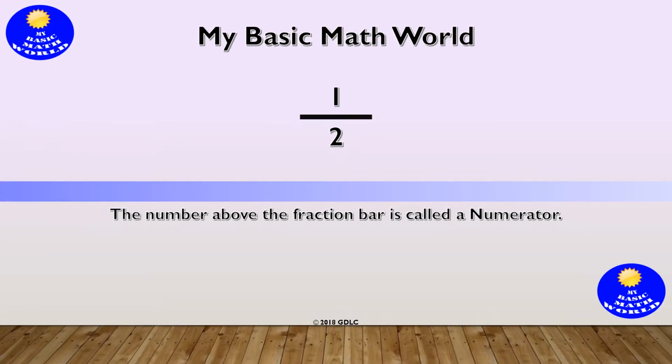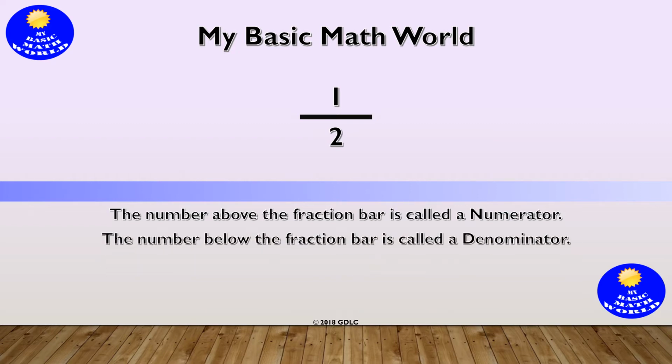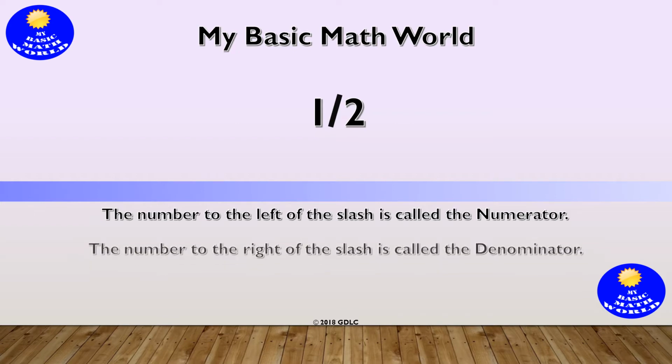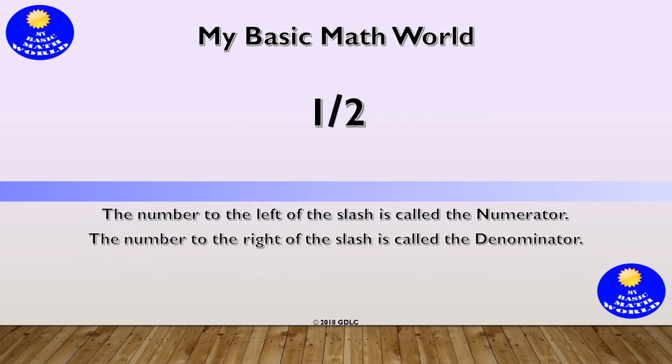The number above the fraction bar is called a numerator. The number below the fraction bar is called a denominator. The number to the left of the slash is called the numerator. The number to the right of the slash is called the denominator.